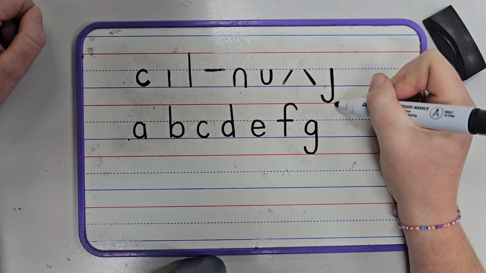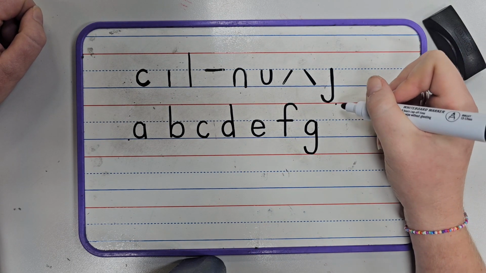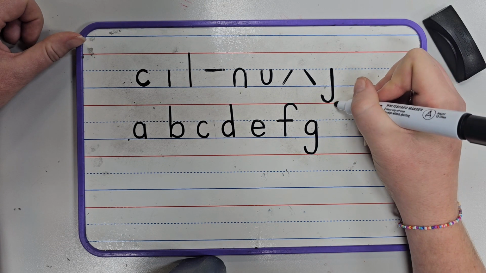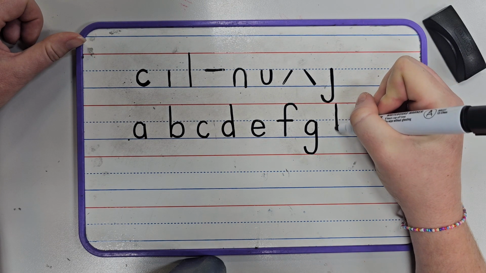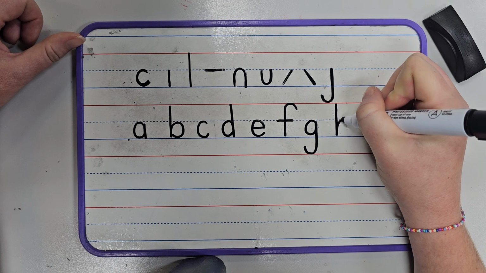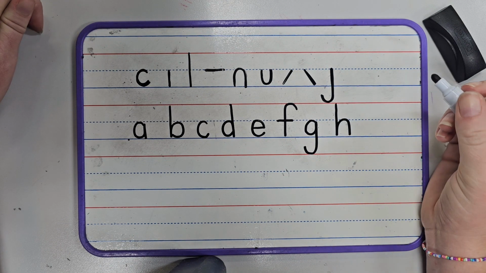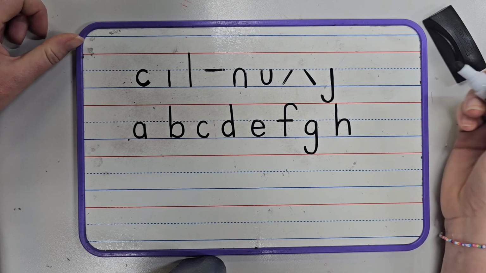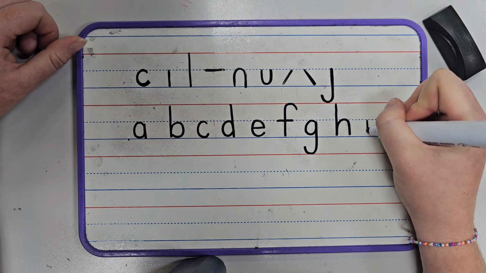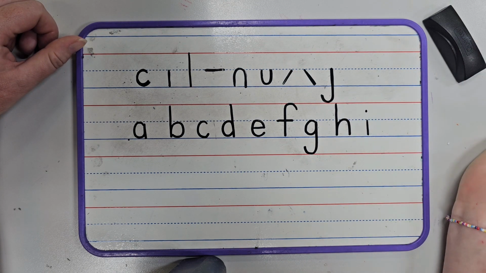Letter H is a tall man letter. It's going to start up the top. So tall man starts at the top, pulls down and stops, up and over the gate. Letter I is just a small man down. Small man down with a dot on top.